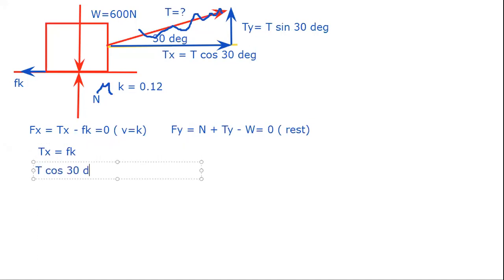Cosine 30 degrees, then that's equal to Fk, which is mu k times n. So that will be mu sub k times the normal force. Now Fk is mu times n. So this is mu, which is 0.12, and then n, which is equal to 600. So this is one set of our equations.